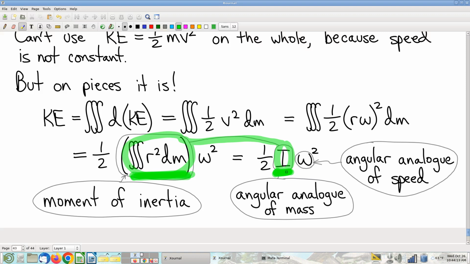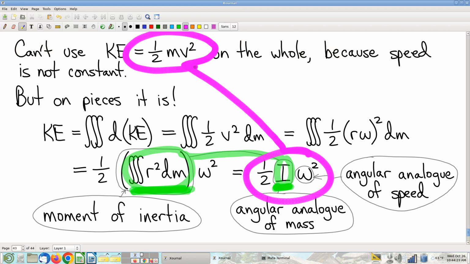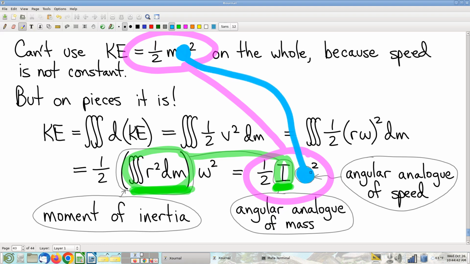Having rewritten that thing as I, notice that my formula for kinetic energy, rotating kinetic energy, all of a sudden looks shockingly analogous to the old formula for linear kinetic energy. It's like, oh my gosh, it's the same structure. It's 1/2 something times something squared. And then further notice, the thing that I'm squaring, that in the linear case is linear speed, well, in the angular case, it's angular speed.